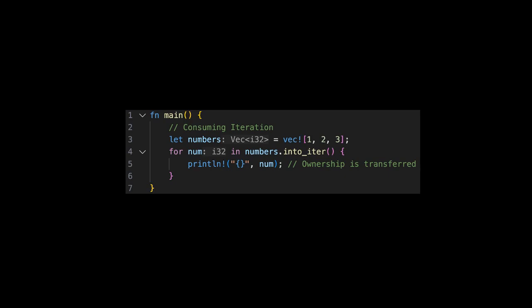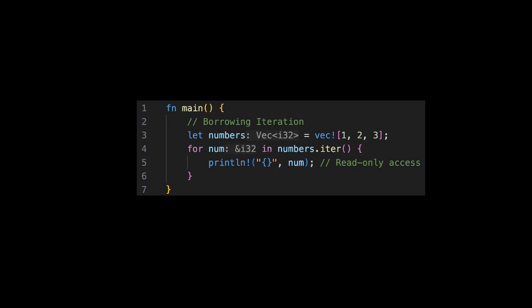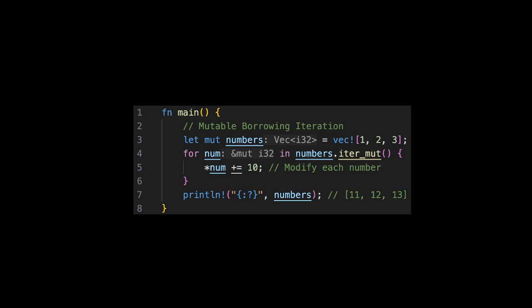There are three types of iteration through collections in Rust. Consuming iteration, or into_iter: the collection is consumed, meaning you no longer own it after iteration. Borrowing iteration, or iter: you borrow each element without taking ownership, so the collection remains usable. And mutable borrowing iteration, or iter_mut: you borrow each element mutably, allowing modification in place.